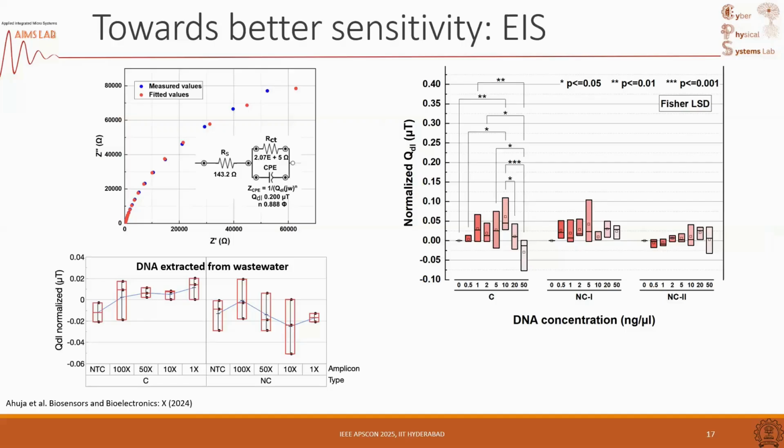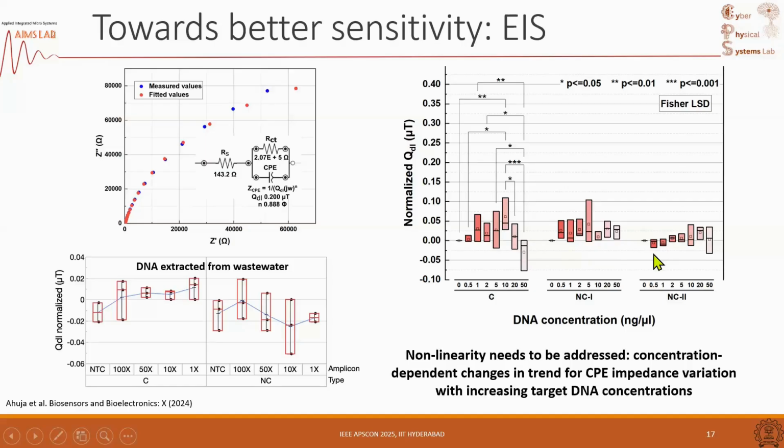So here you can see this is DNA extracted from wastewater. So for the complementary sample, you see an increasing trend in the current, but for the non-complementary sample, you don't see that. So it's very selective as well, compared to the earlier methods that I was showing where you don't use functionalized electrodes. And we showed a bunch of selectivity studies in this paper also.